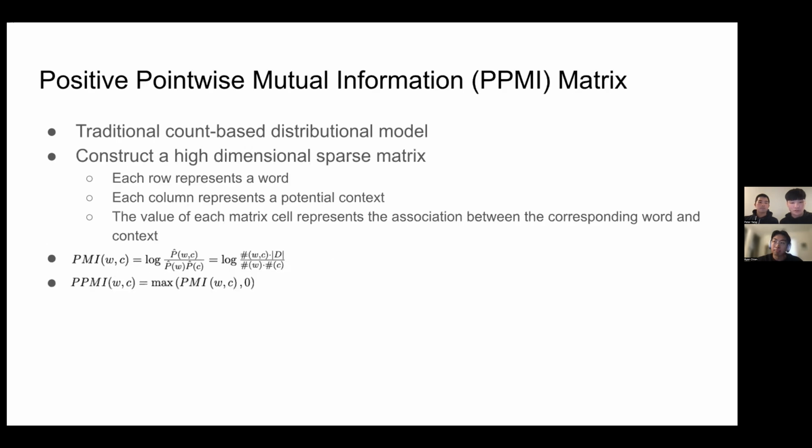So the first one, the positive pointwise mutual information matrix. It is one of the traditional count-based distributional models that constructs a high-dimensional sparse matrix. Each row represents a word, and each column represents a potential context. The value of each matrix cell represents the association between the corresponding word and context. And you can see the formula here.